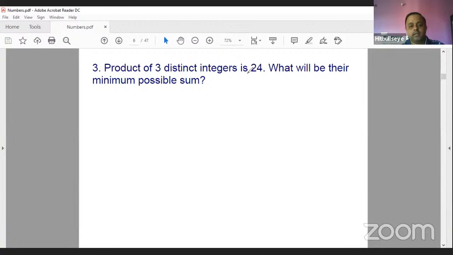The product of three distinct integers. Now instead of 2, you are getting three distinct integers and their product is 24. Now you tell me please, what will be their minimum possible sum? Product of three distinct integers is 24. Instead of two integers as in the previous question, now you are getting three integers. What will be their minimum possible sum?